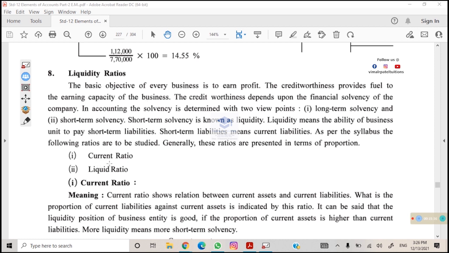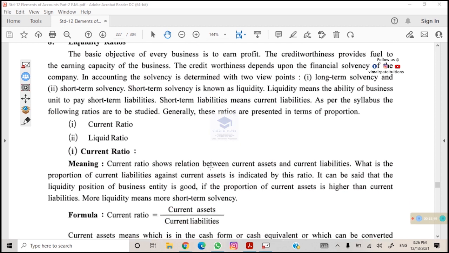There are two ratios, current ratio and liquid ratio. Current ratio shows the relation between current assets and current liability. So the formula is current asset upon current liability. So what is the proportion of current asset in comparison to current liability? In comparison to current liability, how many times higher is the current asset? That can be known with the help of this ratio.